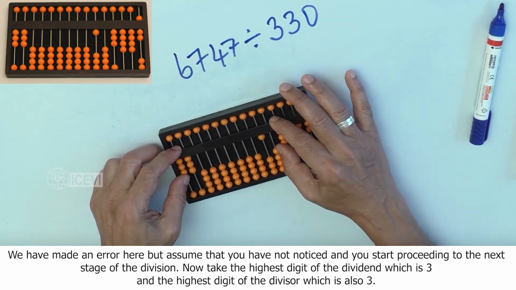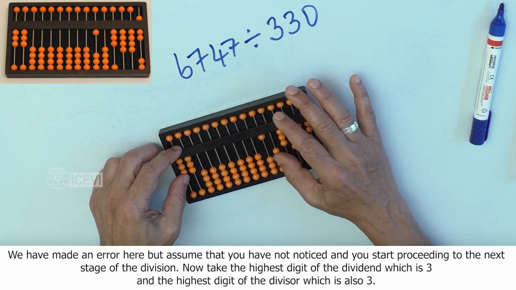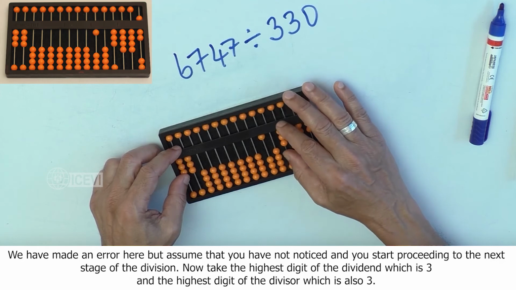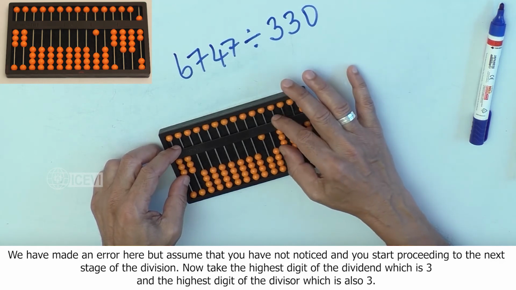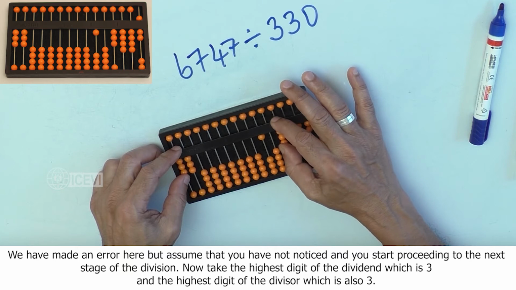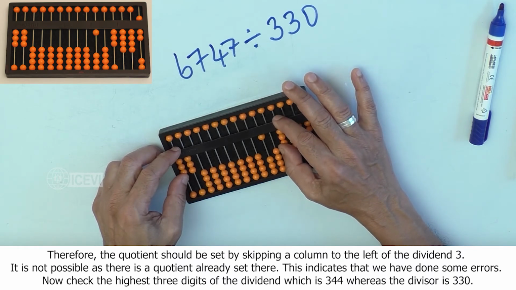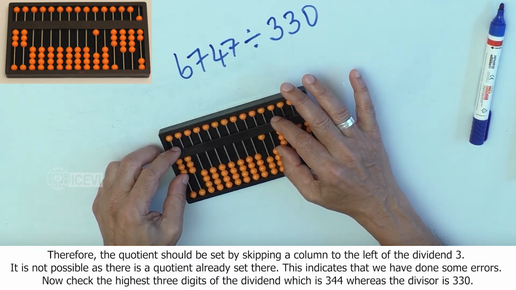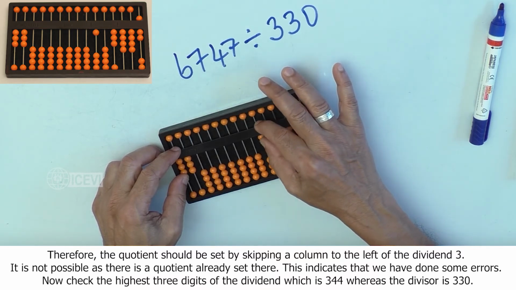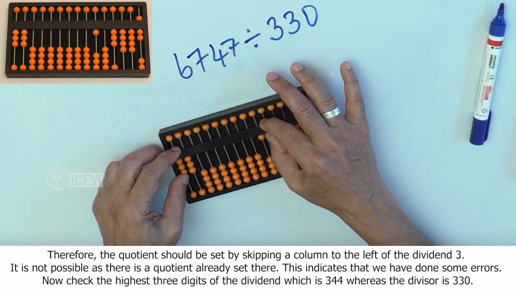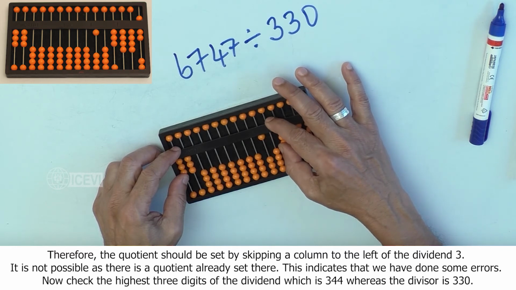We have made an error here, but assume that you have not noticed and you start proceeding to the next stage of the division. Now take the highest digit of the dividend, which is 3, and the highest digit of the divisor, which is also 3. Therefore, the quotient should be set by skipping a column to the left of the dividend 3. It is not possible as there is a quotient already set there. This indicates that we have done some errors.